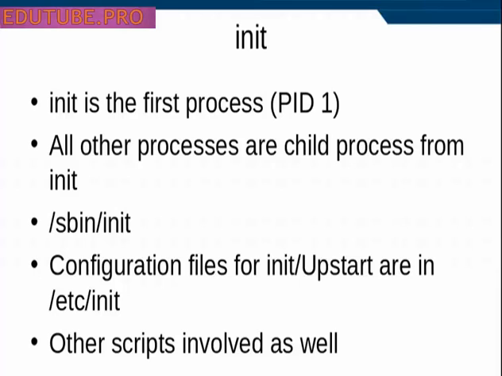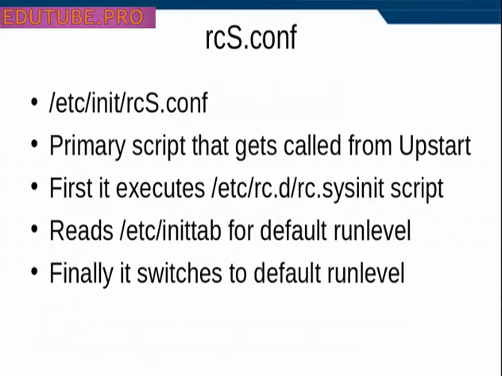All of the main configuration files for init in the Upstart system are contained within the /etc/init directory. There are some other scripts involved, but we will look at those momentarily. The main script that gets called first during the system startup is the /etc/init/rcS.conf file. This script then executes the /etc/rc.d/rc.sysinit script. After the rc.sysinit script completes, the rc.conf script then reads in the default run level for the system from the /etc/inittab file. Once the default run level is determined, rcS.conf then switches the system to that run level.